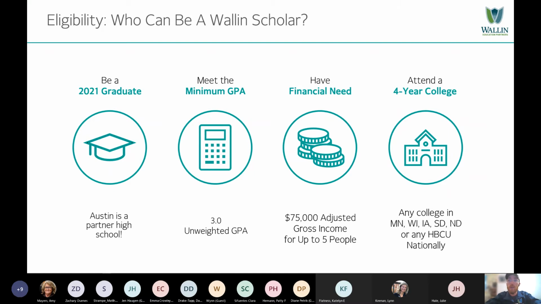And then lastly, you do have to attend a four-year college, and we do have a limited scope. You have to attend in Minnesota, Wisconsin, Iowa, the Dakotas, or any HBCU. We do turn around our decisions in April, so you'll know well in advance of your need to inform a college about attendance whether or not you'll have the $16,000 from Walla, and that can help you make a decision about whether or not it might be a good fit.